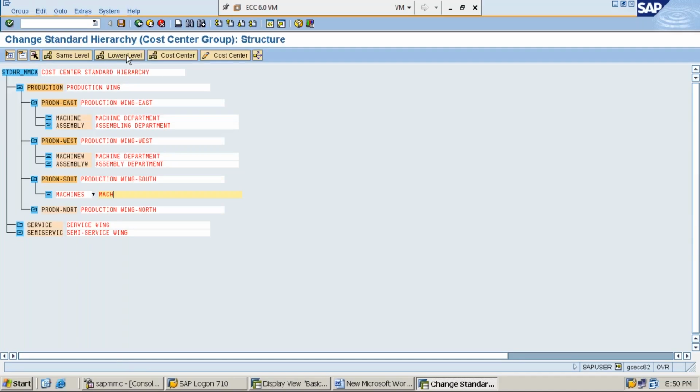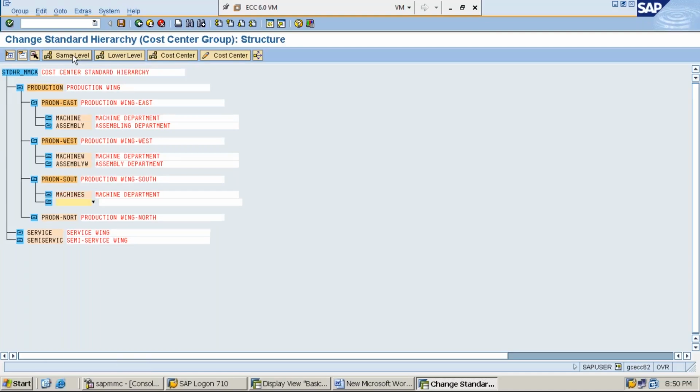So machine department. And again, same level, assembly department, nothing but which will do assemble activity. Okay.